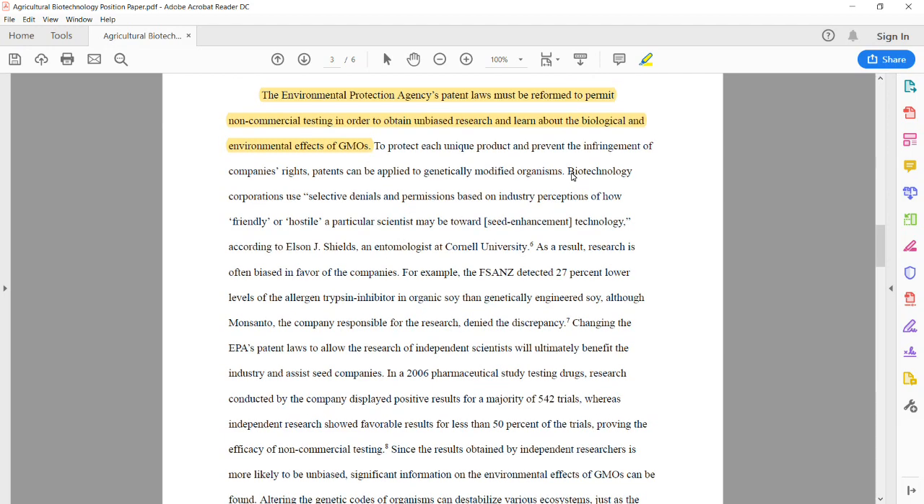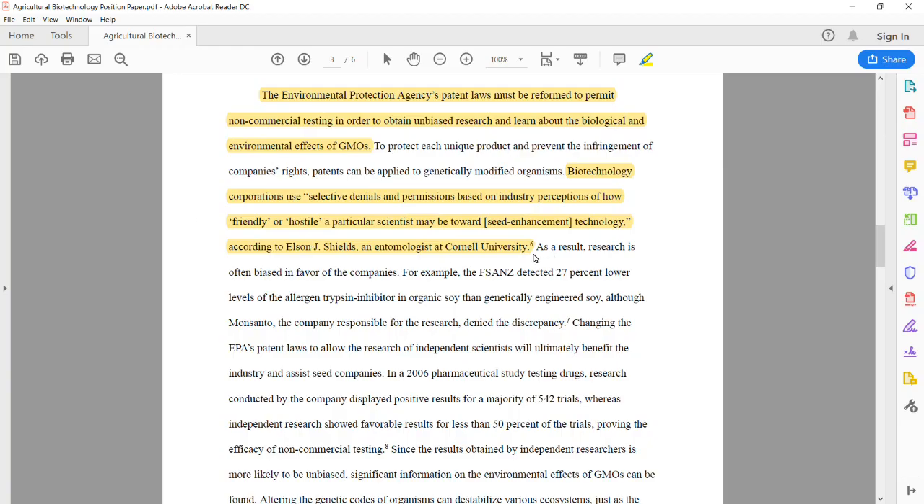For my evidence, notice how I integrated a quote into my sentence here. I included a quote from a specific resource and also attributed it to an individual. You don't necessarily always have to do that, but I chose to do that in this case. I said that this quote comes from Elson J. Shields, an entomologist at Cornell University, and notice how I also described who this person is to prove that they're a credible resource.